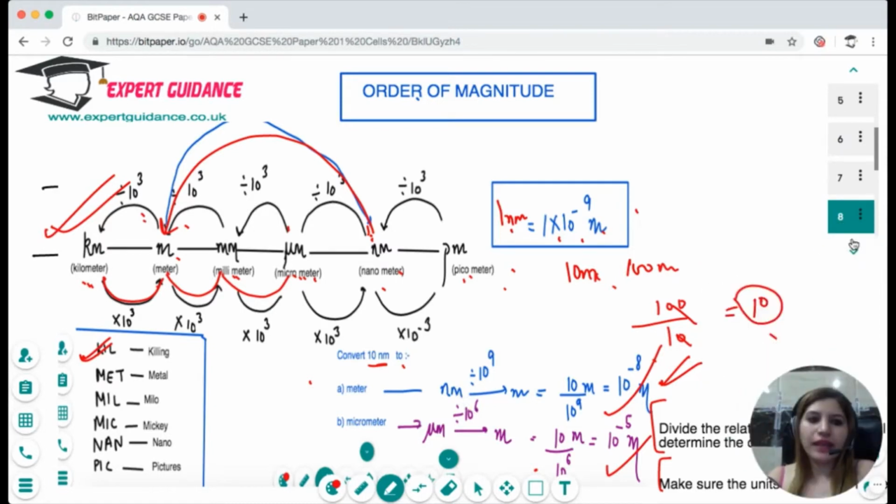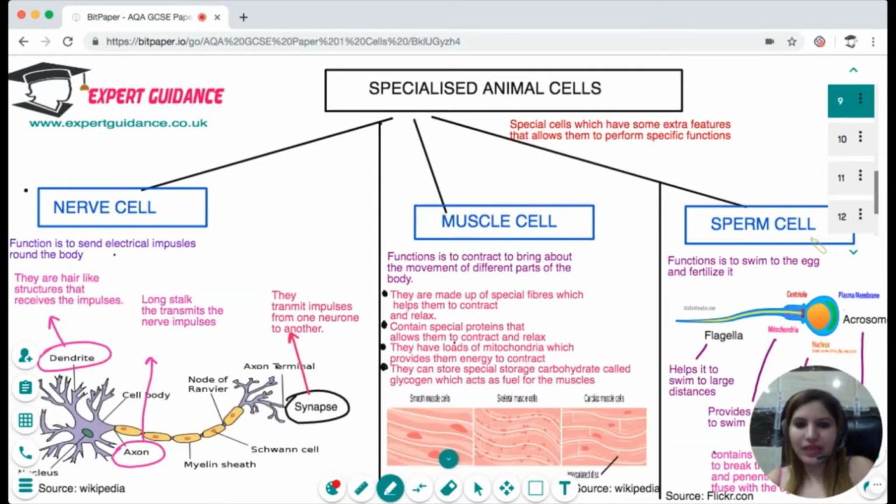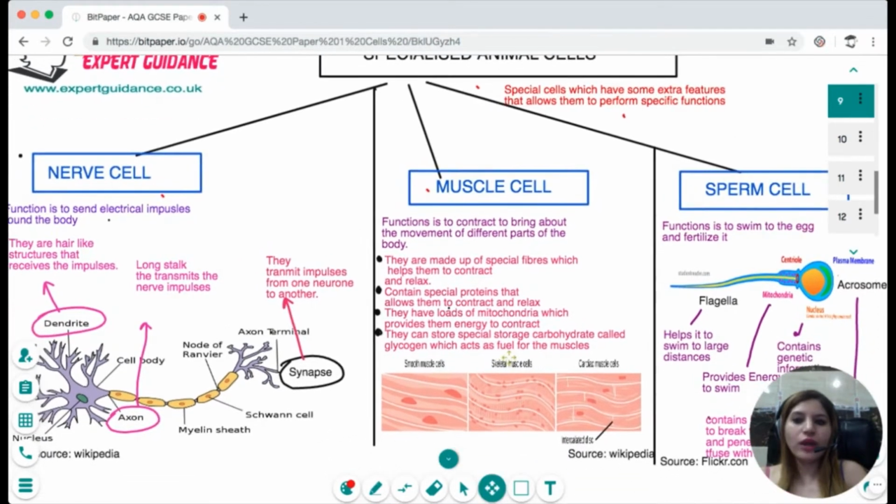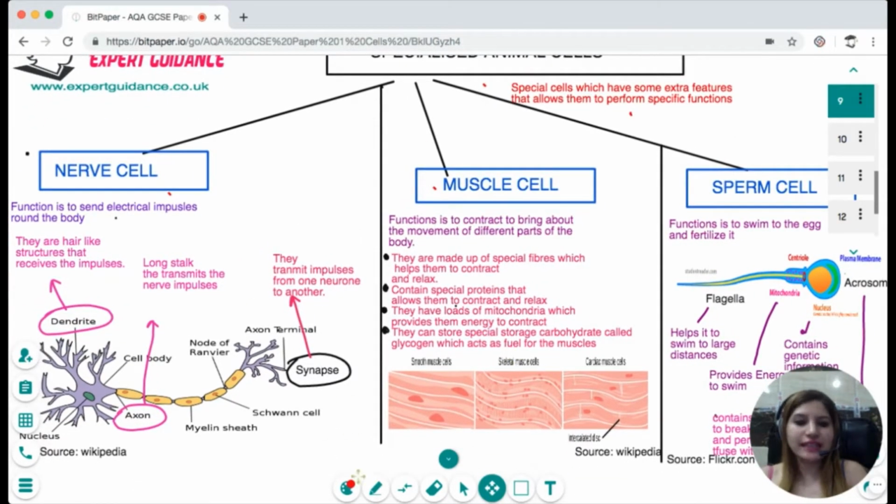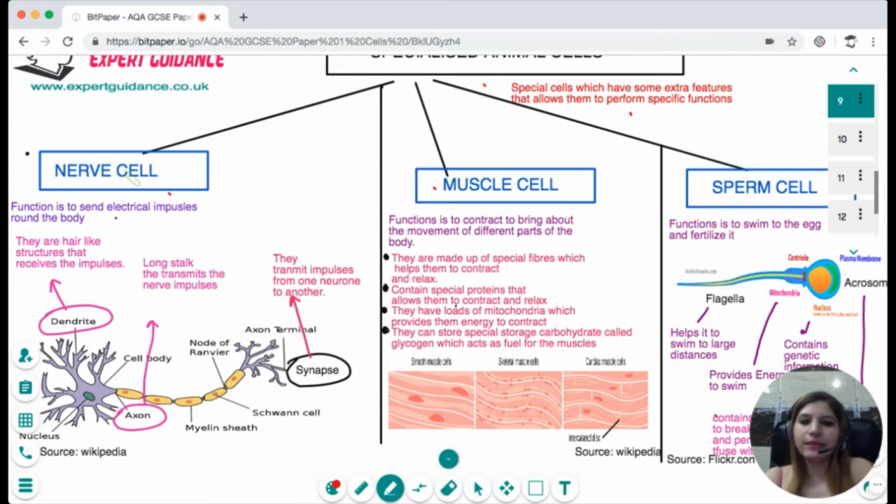Okay. Now, the next thing we need to do is, what are the specialized animal cells? Specialized animal cells are those cells which have some extra features that allow them to perform specific functions. What do you need to do for each of these cell types? You need to know the function of each cell type, and depending on the function, what structural characteristics they have.